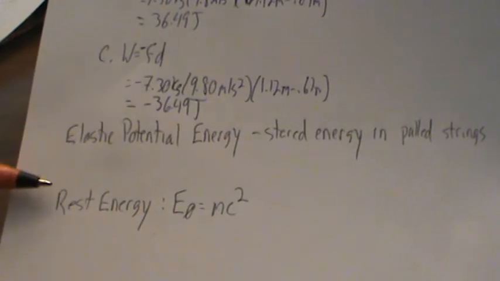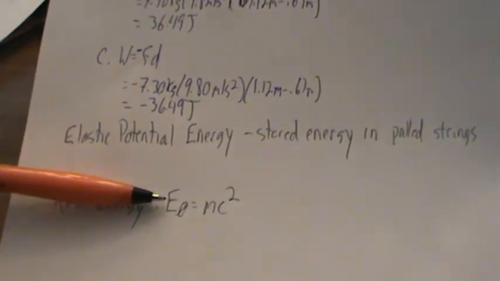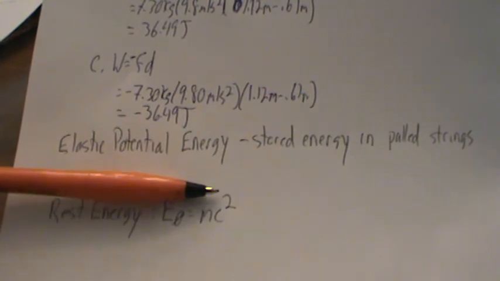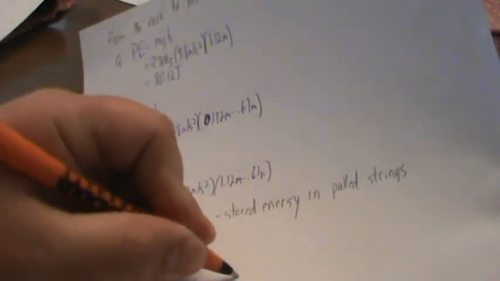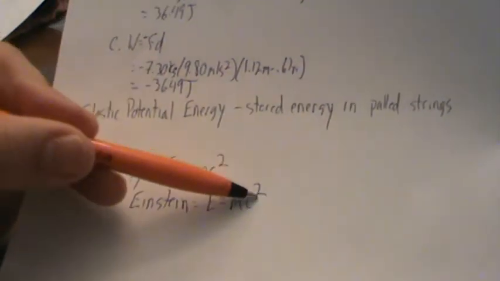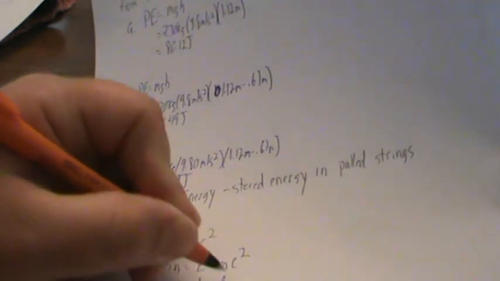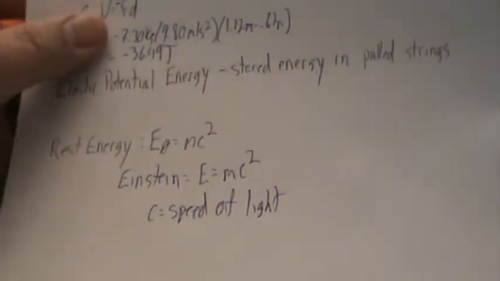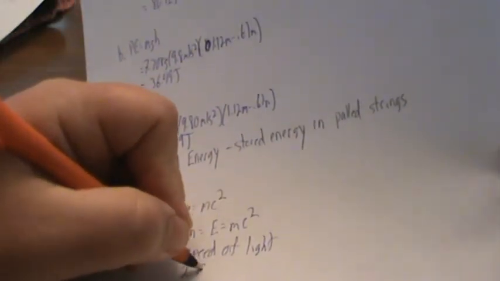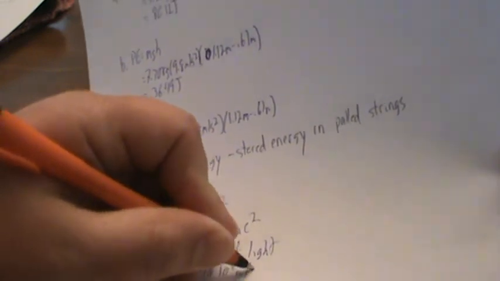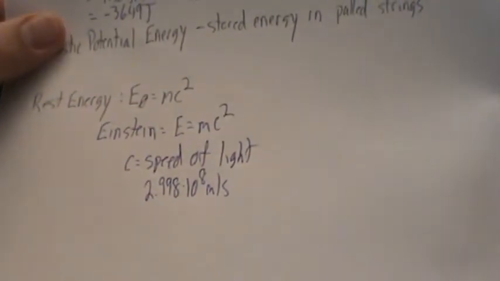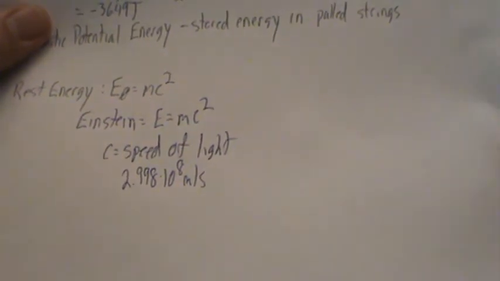Then one other thing, if we're looking at rest energy, E naught is equal to mc squared. Where have we seen this before? Einstein came up with this. Energy is equal to mc squared, where m stands for mass and c is the speed of light, 2.998 times 10 to the 8 meters per second.